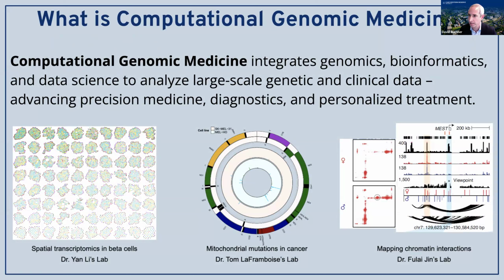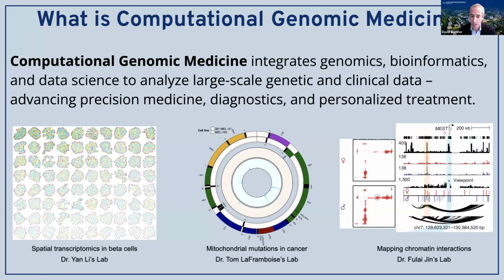Below are just a few figures that I took from different faculty involved in the program to highlight the types of things you might be doing as a researcher as part of this program. On the left is a figure from Yan Lee's lab. Her lab works on diabetes and development of beta cells in the pancreas. It shows spatial transcriptomic data that her lab has produced, looking at the development of beta cells in the pancreas, in certain genetic conditions, and what genes are important in regulating that development.